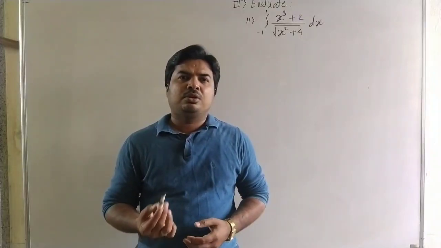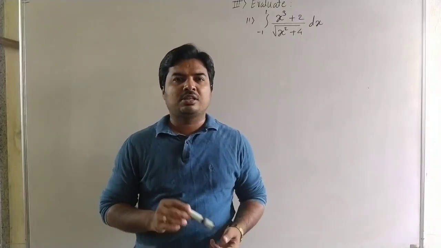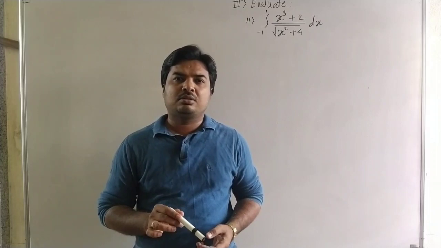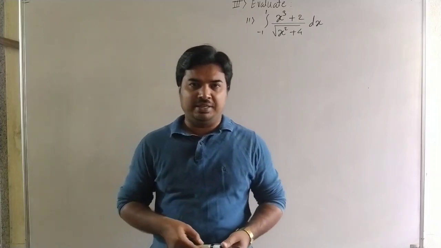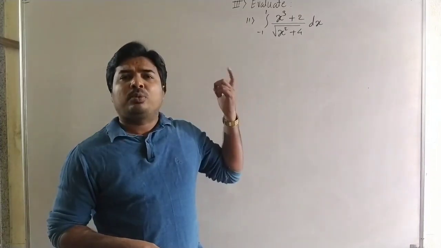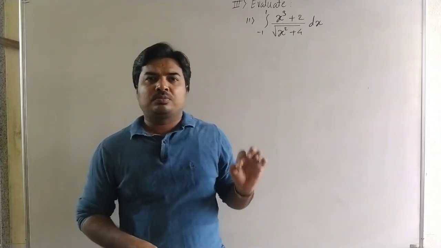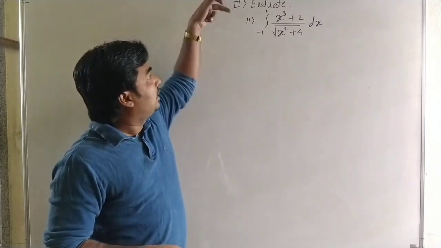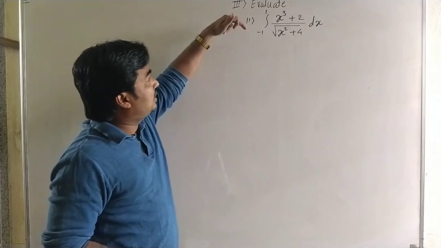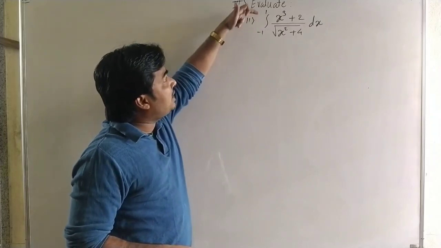In this lecture, we are going to continue the examples in exercise 4.2, that is, the examples on the properties of the definite integral. We learned all the properties, that is, the 8 properties of the definite integrals. Now, here is example number 11, it is the integral from minus 1 to 1.